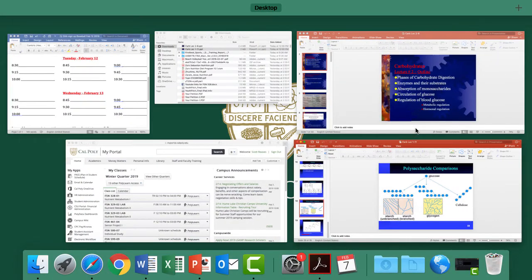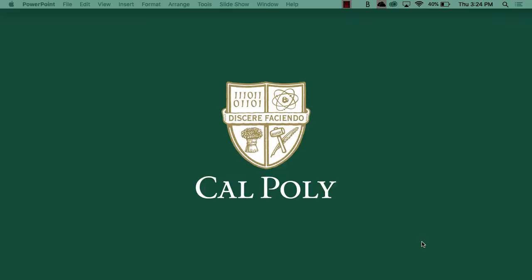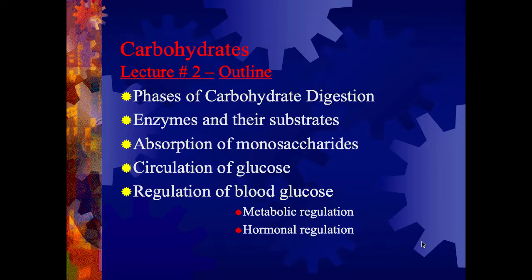So let me find this one. Okay, lecture 2. This is the outline: we're going to talk about carbohydrate digestion, then we'll look at enzymes and their substrates, and then absorption of monosaccharides, and then we're going to follow those monosaccharides through the different tissues, and that'll lead us into some of the metabolic pathways that we're going to discuss. Towards the end, we'll talk about regulation of blood glucose, not today, but next time. We'll talk about type 1 versus type 2 diabetes pretty briefly.